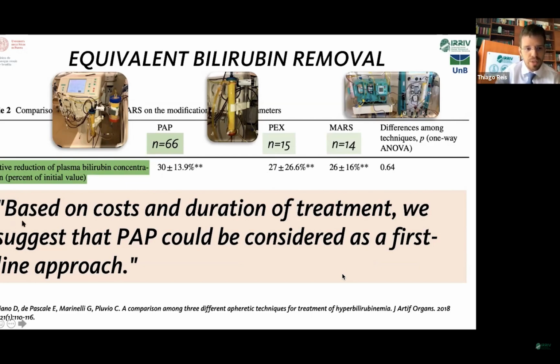And the authors conclude that based on costs and duration of treatment, we suggest that PAP could be considered as a first-line approach for patients with hyperbilirubinemia.